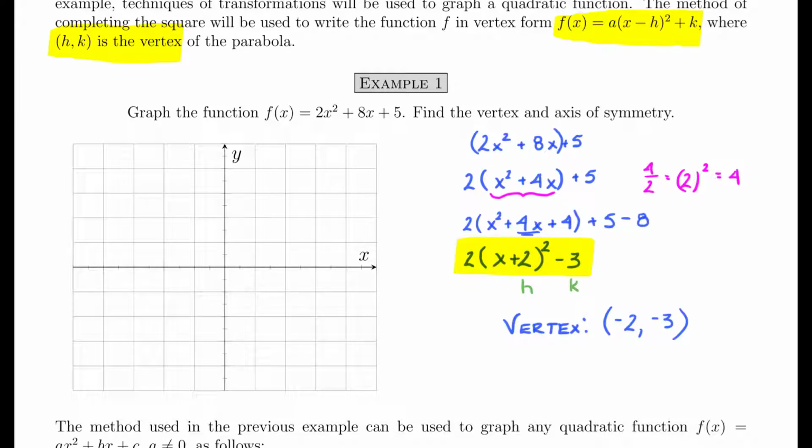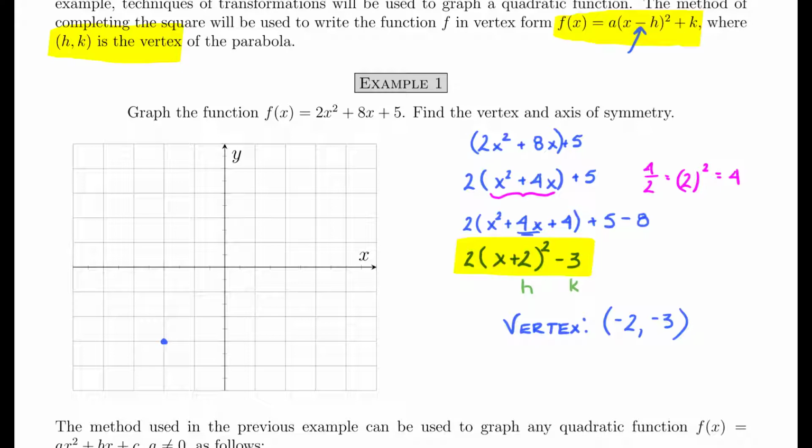The reason we change the sign in front of x is because in the general vertex form, it's a times (x minus h) quantity squared. So the only way that this could be x plus 2 is if it was x minus negative 2. So that would make our h a negative 2. Now we can plot the vertex here, which is (negative 2, negative 3).